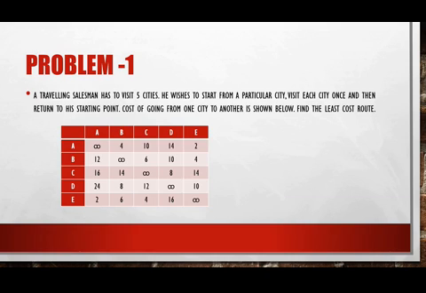In the previous session, we had introduced ourselves to what is the traveling salesperson problem, and we had seen an algorithm or a procedure of how to solve the problems on traveling salesperson. And I had also told you that in today's session, I'll be solving one or two problems on the traveling salesman problem, right? So hope you people are ready.